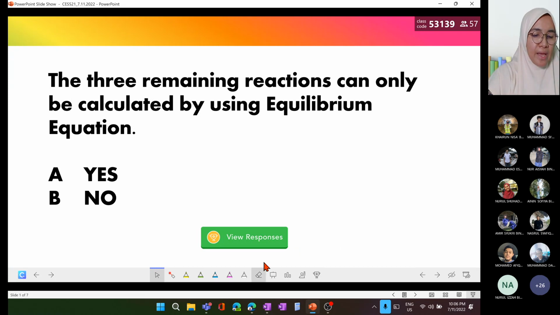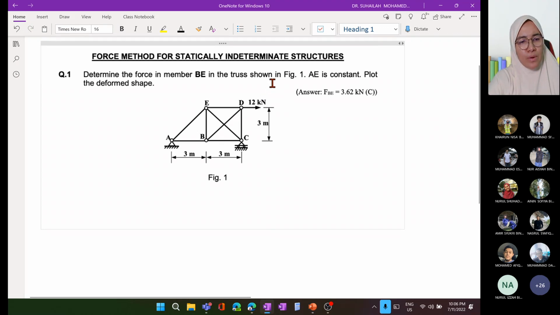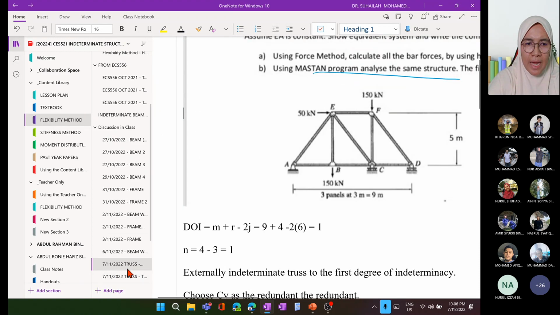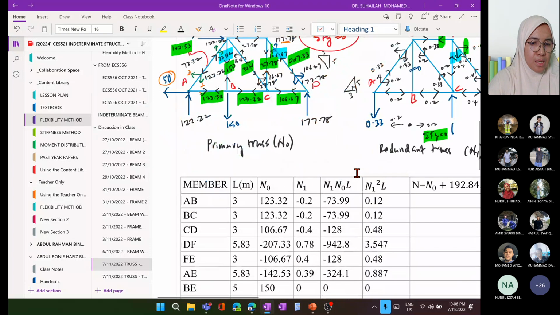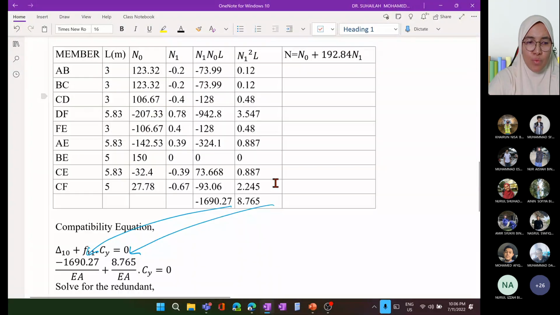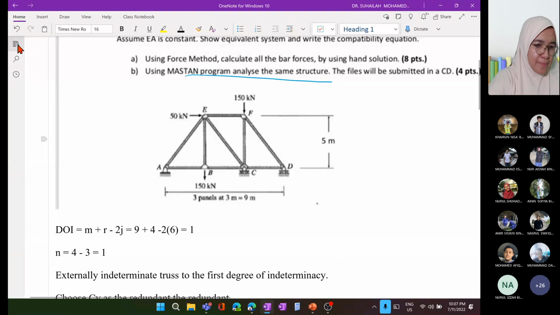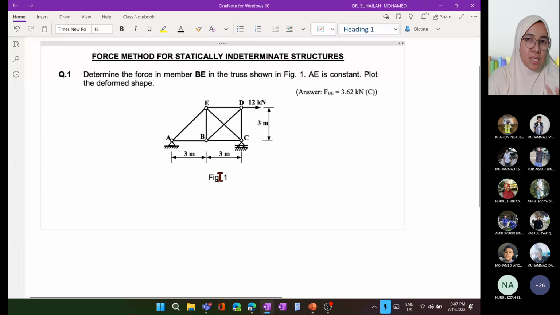Okay, now we will continue back to OneNote. So this is what we are going to discuss tonight. This morning I actually discussed this one. Please watch the recording I have uploaded on YouTube. The difference between this truss and this truss is due to the externally and internally condition.